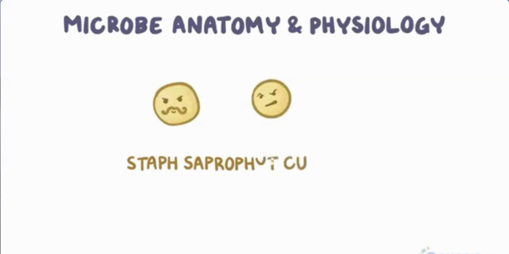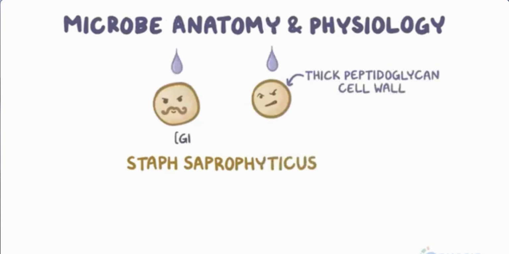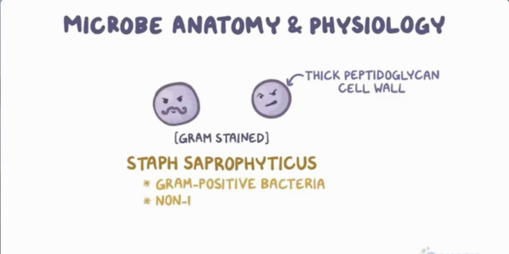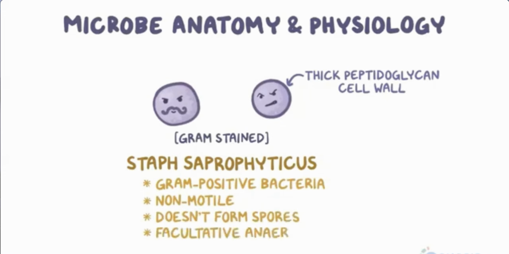Now, a little bit of microbe anatomy and physiology. Staph saprophyticus has a thick peptidoglycan cell wall, which takes in purple dye when gram-stained. So this is a gram-positive bacteria. It's non-motile and doesn't form spores. And also, it's a facultative anaerobe, meaning it can live with or without oxygen.